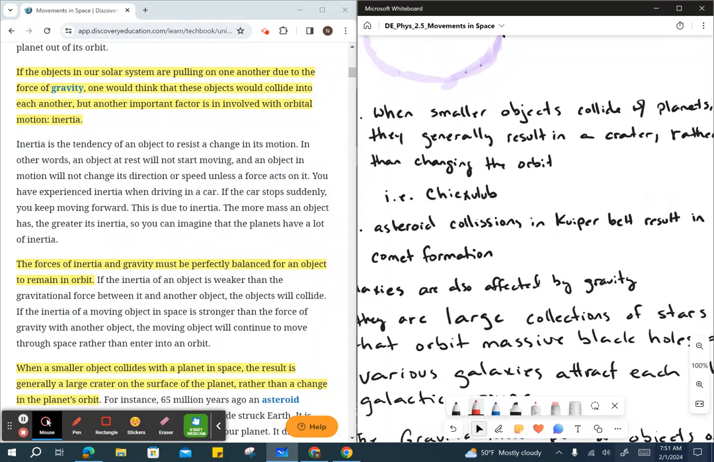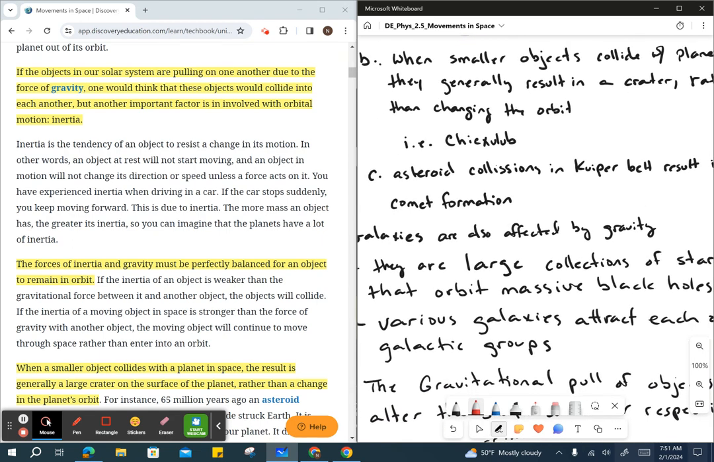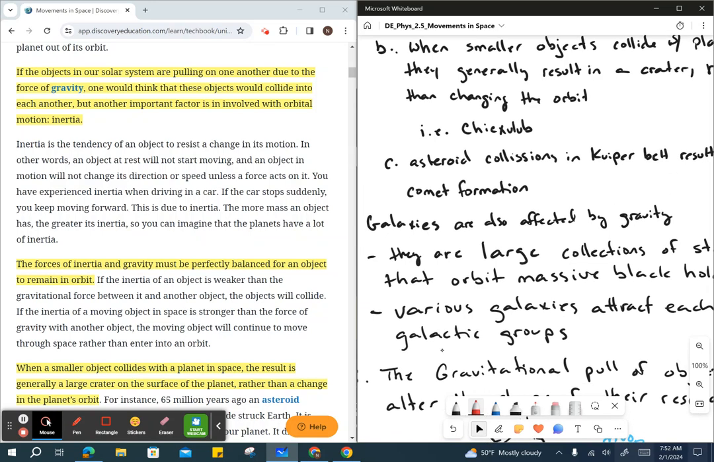Sometimes you can have asteroid collisions with other asteroids. There's the Kuiper Belt. It's believed to be a fragmented planet that never really formed, and that exists between Mars and Jupiter. And sometimes those asteroids can collide with each other and be knocked out of their orbit, and they can start to come into inner space closer to us, sometimes resulting in things like comets.